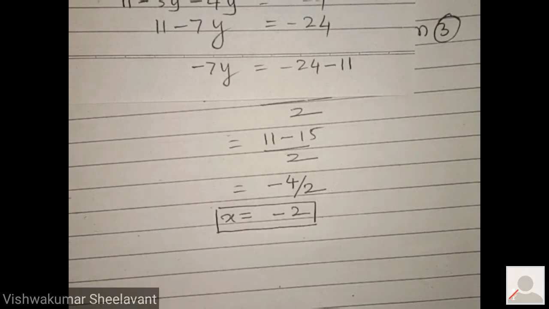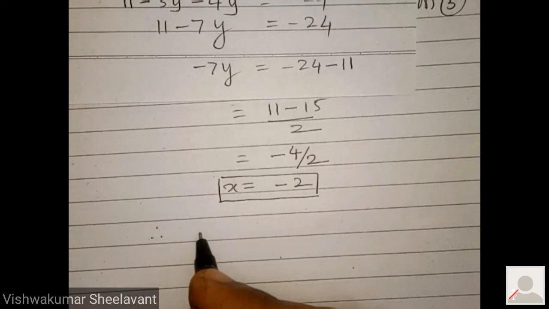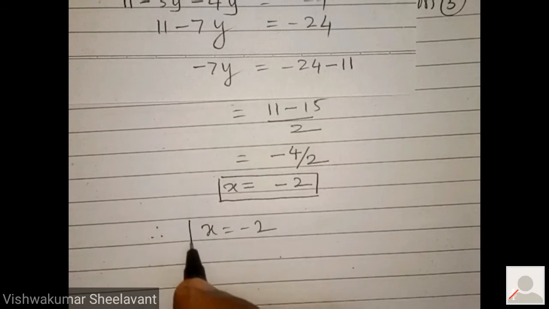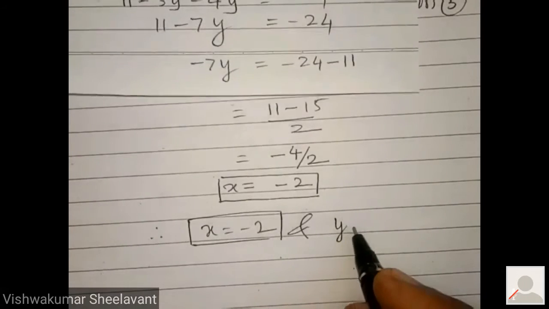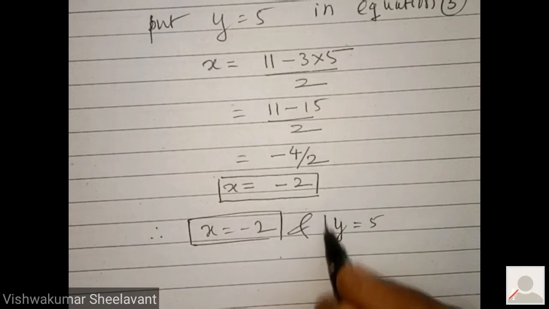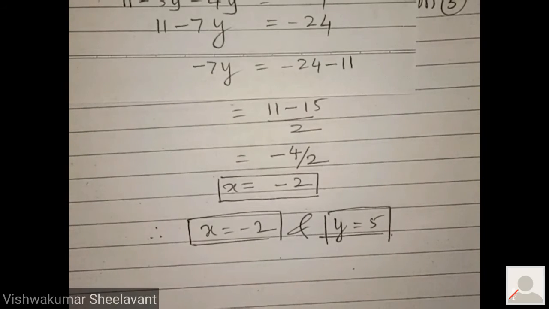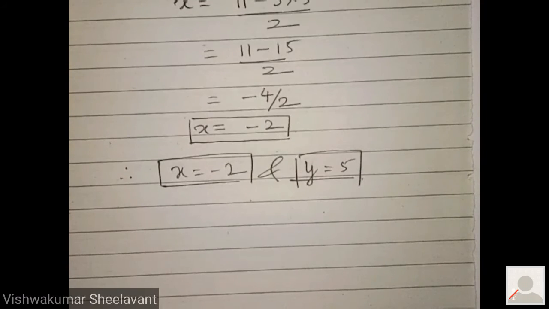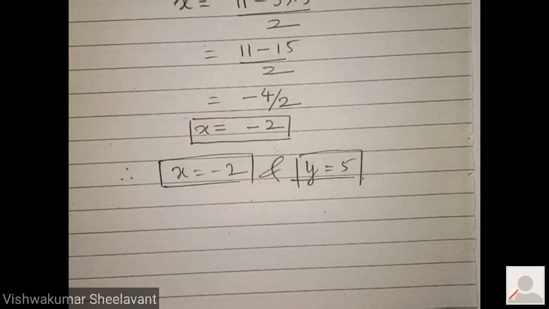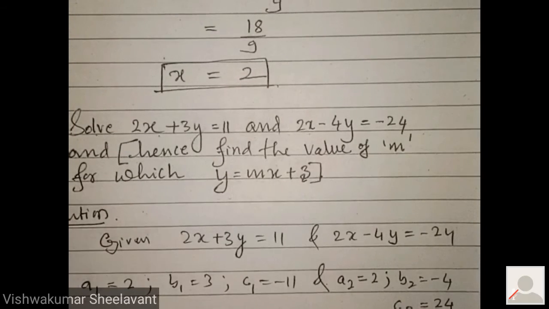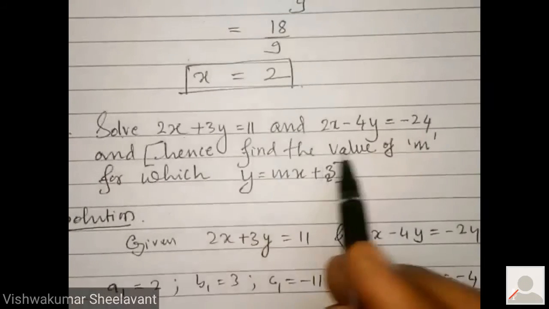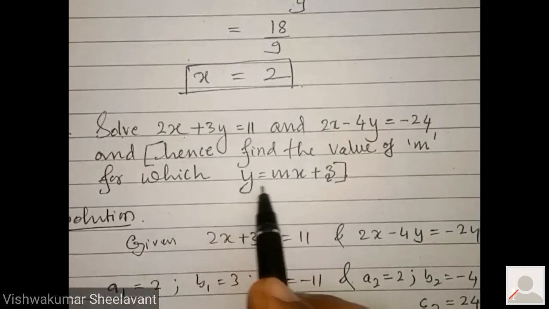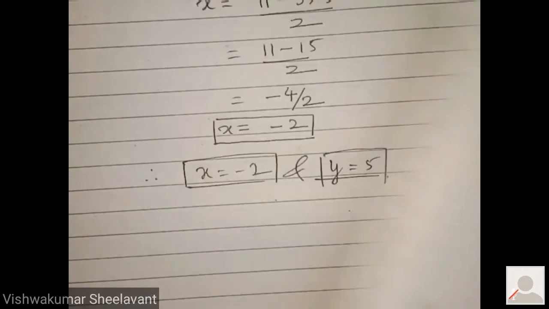Finally, therefore, x equal to minus 2 and y equal to 5. Hope you copied. Now we have to go to the second part of the question. What is that? Hence find the value of m for which y equal to mx plus 3. Very simple it is now.